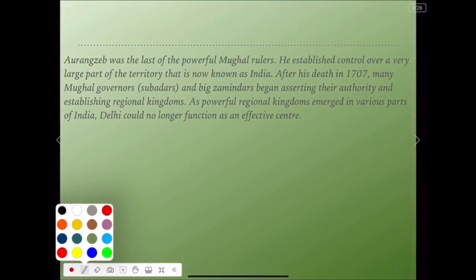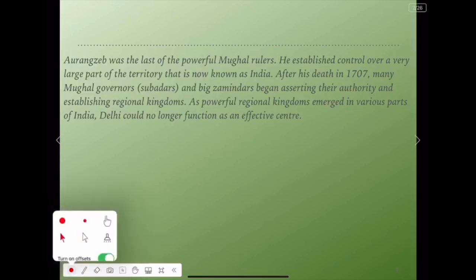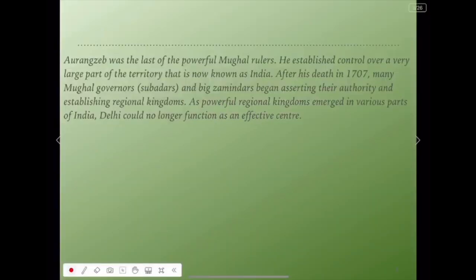All right. So when Aurangzeb died, many small people established their own kingdoms. As they started establishing their own kingdoms, Delhi could no longer function as an effective center. They wanted to rule their own areas and be known as rulers. So they established some small regional kingdoms. Now, as so many regional kingdoms had emerged, Delhi could no longer function as an effective center.